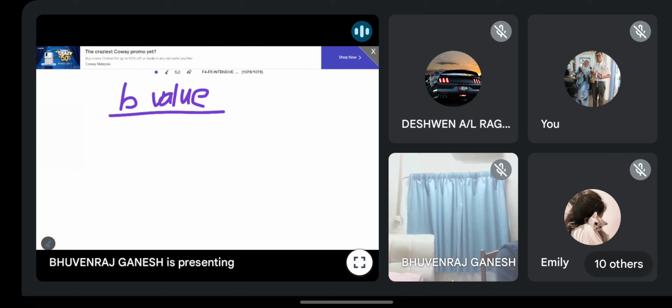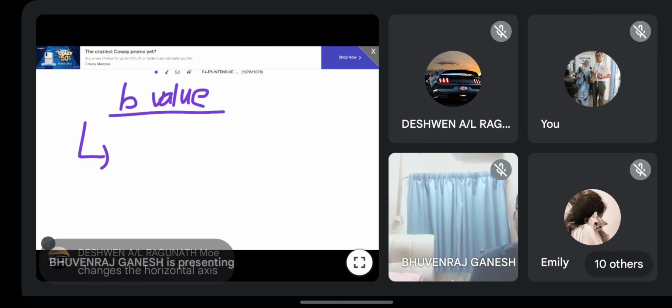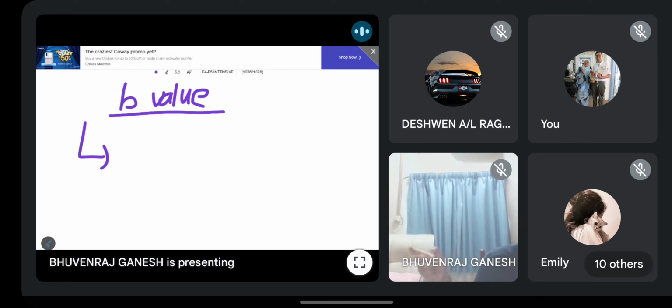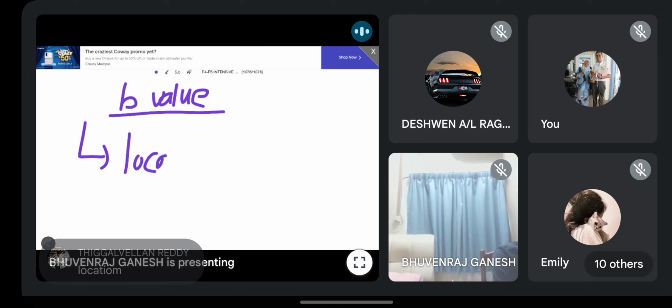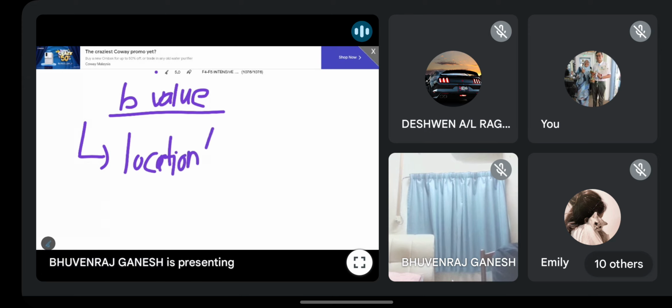Okay, so how does the B value affect? Okay, so anyone know? B value influences what? Nilai B mempengaruhi apa dalam graph? What will it affect? If A value affects shape, B value will affect? Yes, but can you be a bit more specific? What changed on the horizontal axis? The specific thing I want. Yes, the location, correct. Or you can say the axis of symmetry.